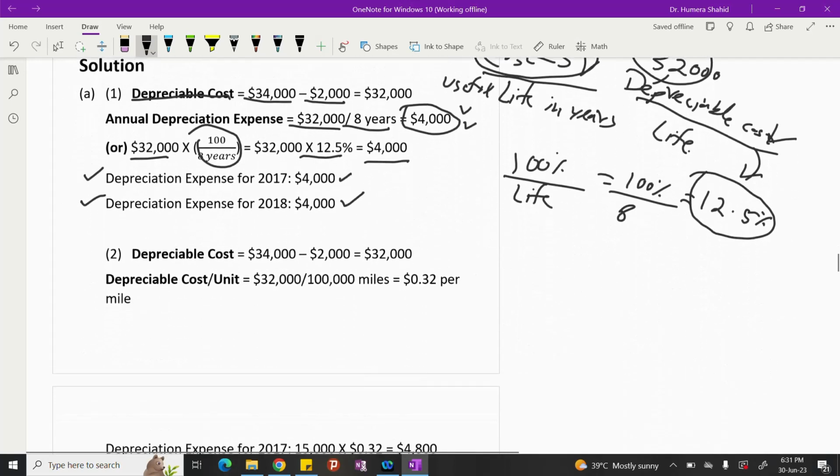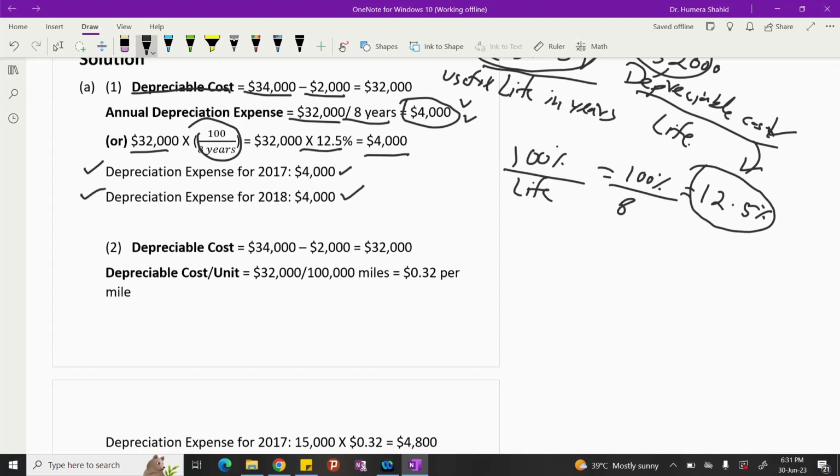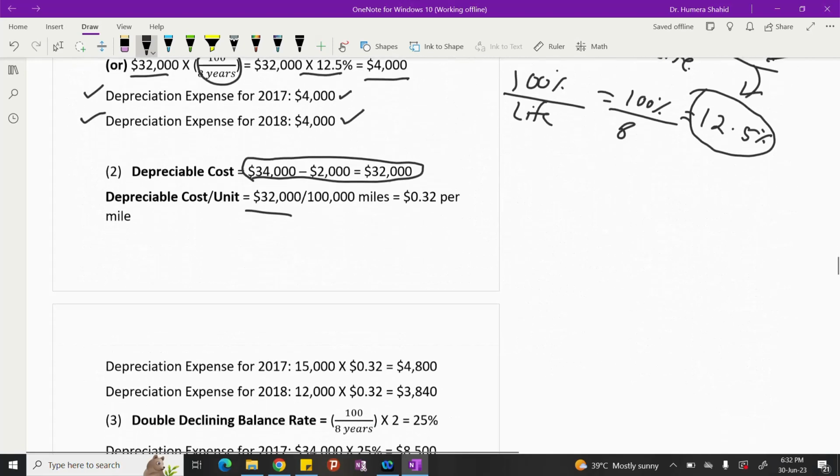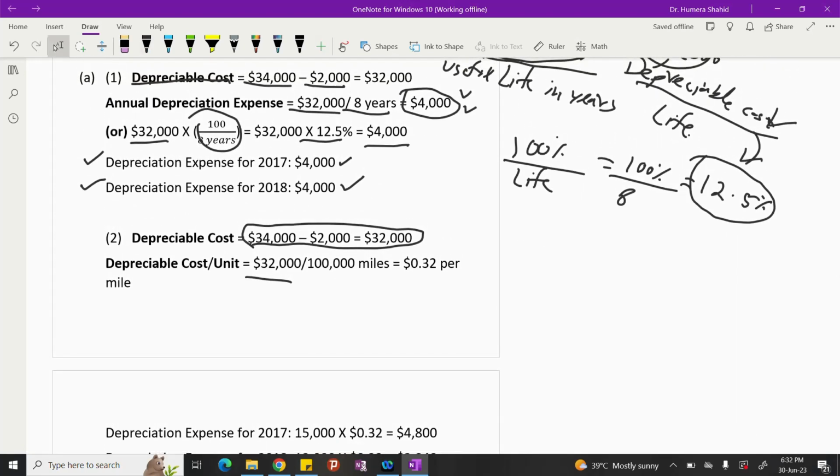So let's do this. Firstly, let's calculate per unit depreciation expense. So how are we going to do that? Depreciable cost divided by total miles it can cover. So depreciable cost we calculated even in part 1 as well. So that was 32,000 divided by how many miles it can drive overall in its life. They gave us 100,000, okay? So when I divide it by 100,000, per mile depreciation expense becomes 0.32.